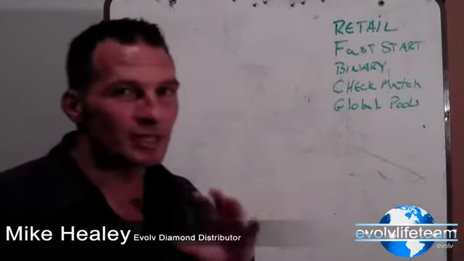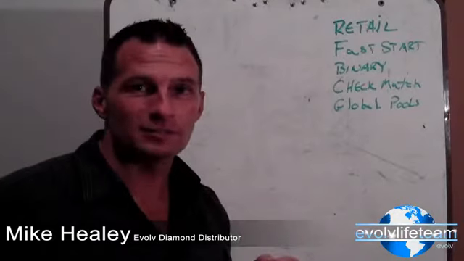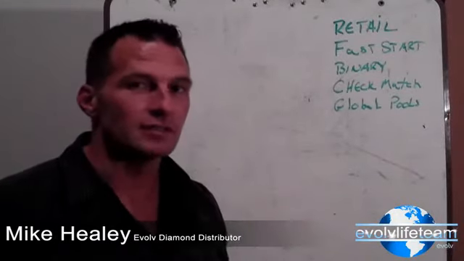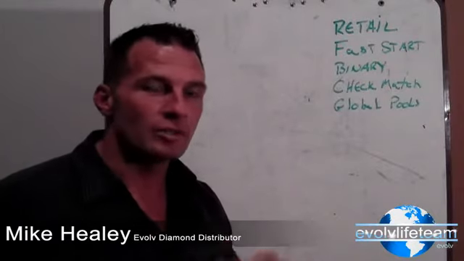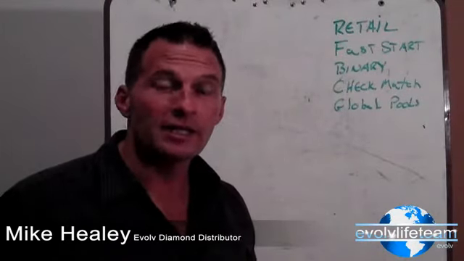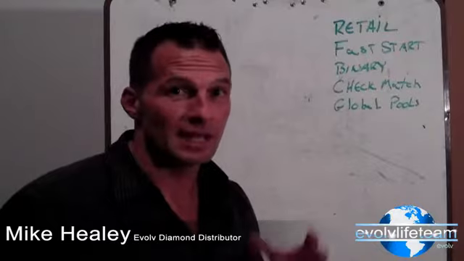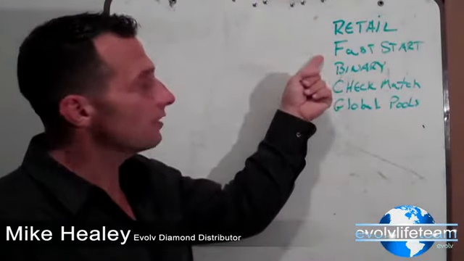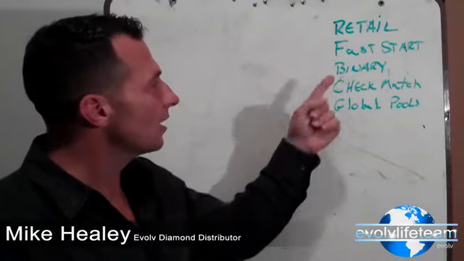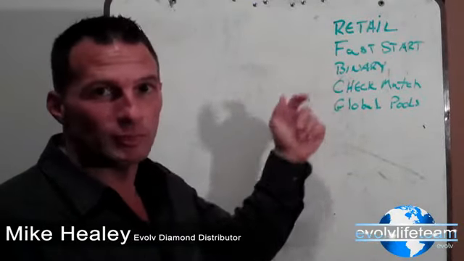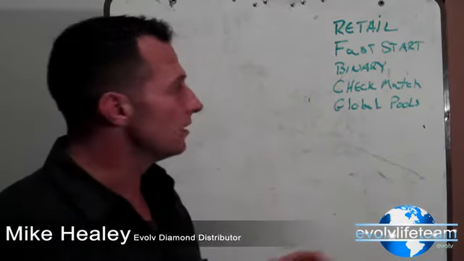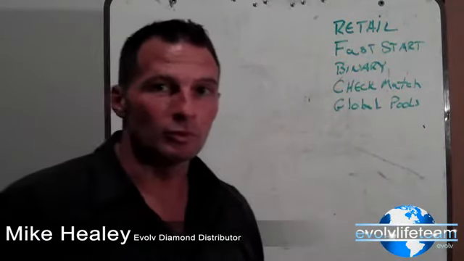So what I'm going to do is cover the most important aspects of it, and you can go through and read the documentation and get the specifics and the details. But this will help you understand how quickly you can make some money and how big the potential is to make a lot of money. First thing I'll cover is the retail distribution, the fast start checks, which is the immediate income, binary, which has to do with building a team, the check match on building the team and building leaders in the team, and then the global bonus pools for those of you who really take this to a big level.